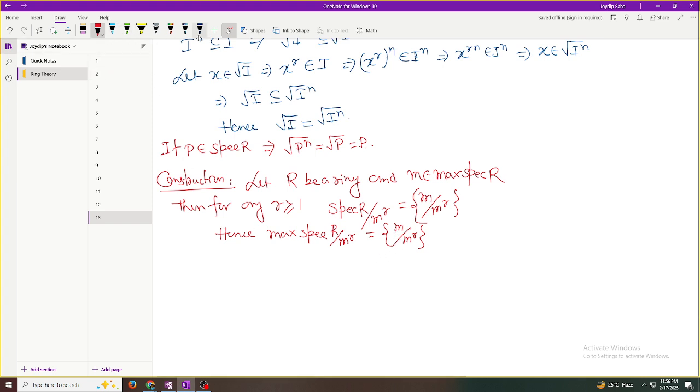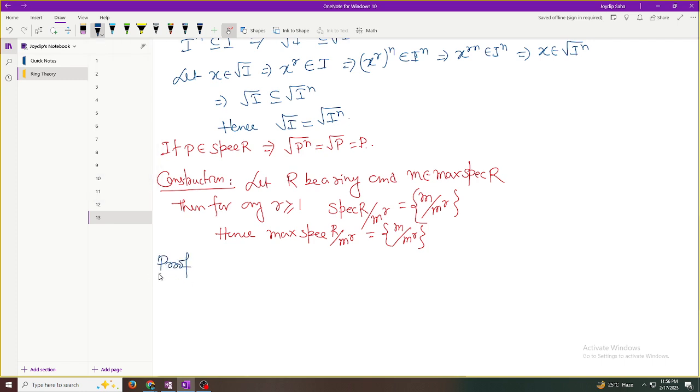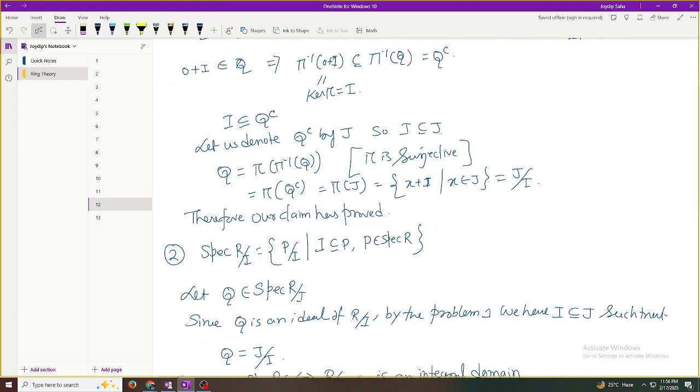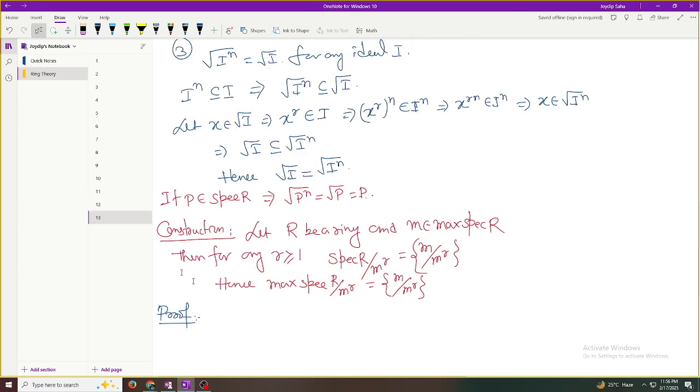Okay, proof. You know the spectrum of R mod I is P mod I, where I is a subset of P and P belongs to spec R. So let spec R mod M to the power r be P mod M to the power r, such that M to the power r is a subset of P and P belongs to spec R, by the previous problem.